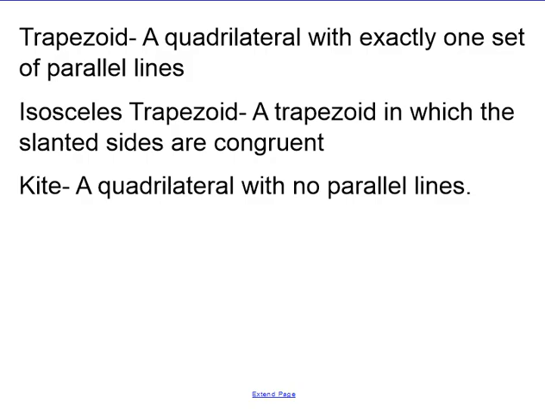All right, moving on. We're going to talk about three more quadrilaterals that are going to end up living in our chart. And the first is a trapezoid. A trapezoid is a quadrilateral with exactly one set of parallel lines. So you're most familiar with trapezoids that look something like this. All right.